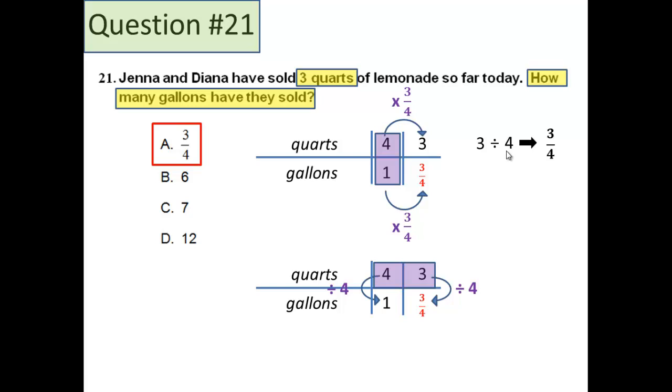So how many gallons did they sell? 3/4. Now, if you were super smart and you already knew there were 4 quarts in a gallon and they only sold 3 quarts, there was only one answer that was less than a whole, and that was that one, okay? But that's the exact way to solve it. Cool. Question number 22, almost done.